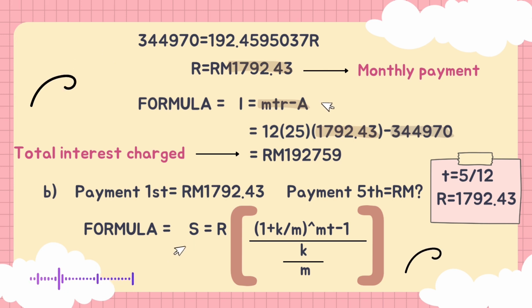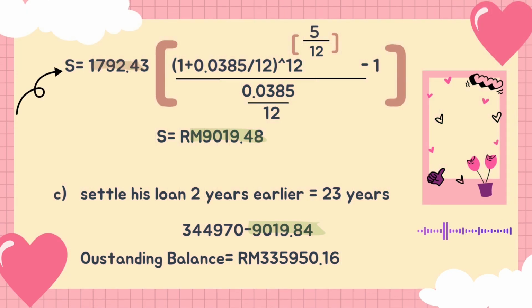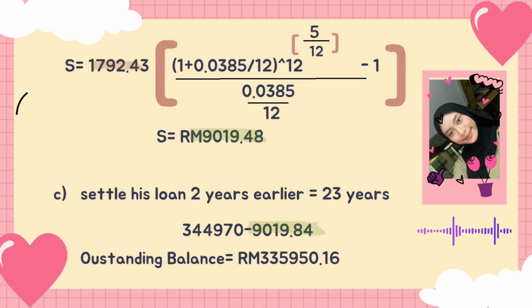For answer part B, the info we know first payment is 1,792 ringgit 43 cent, so we must find the 5-time payment. That's why T is 5 divided by 12. We use this formula because we want to find the outstanding arrears. After we substitute the amount, we got S equal 9,090 ringgit and 48 cent.